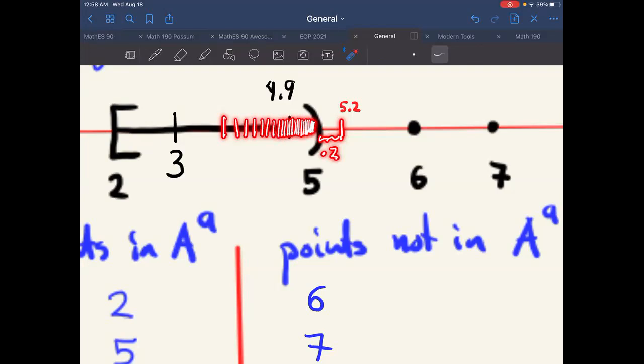Why not, Professor? Because look, these numbers are less than 5. So you cannot get close enough to 5.2. For instance, you cannot find a point within a distance of 0.0001. In that interval, you cannot find a black dot. You see what I mean? Oh, I see, Professor. Yep, that's why 5.2 is not a limit point.